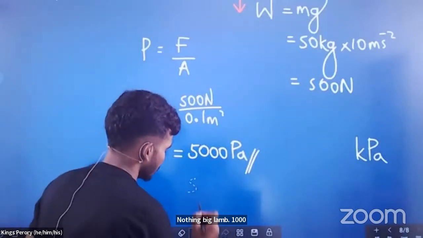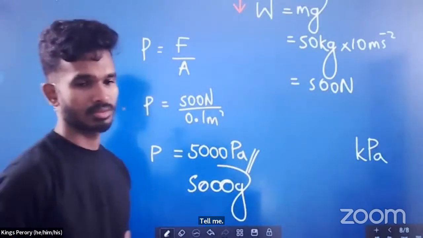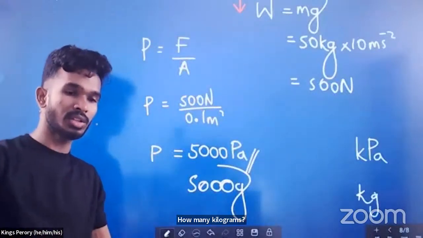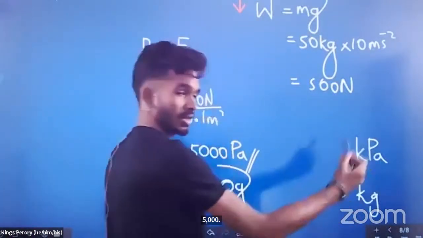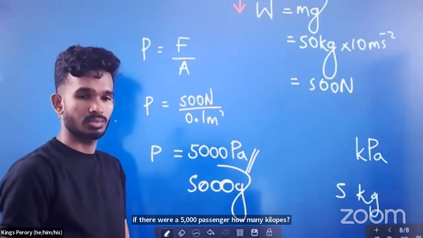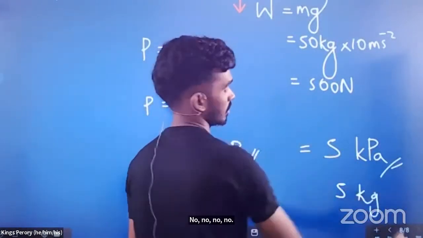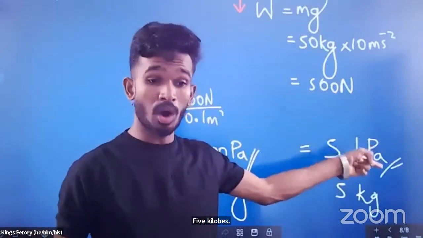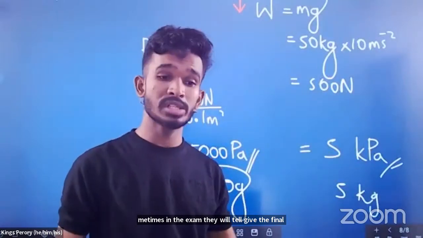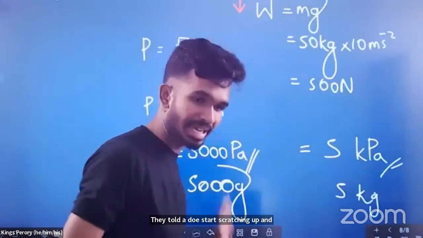Tell me, 5000 grams, how many kilograms? 5 kilograms. So 5000 Pascal, how many kilopascal? 5 kilopascal. You don't need to give the answer like that in order, because sometimes in the exam they will tell you to give the final answer in kilopascal. Then don't start scratching your head up and down. You divide by 1000. It's like gram to kilogram.